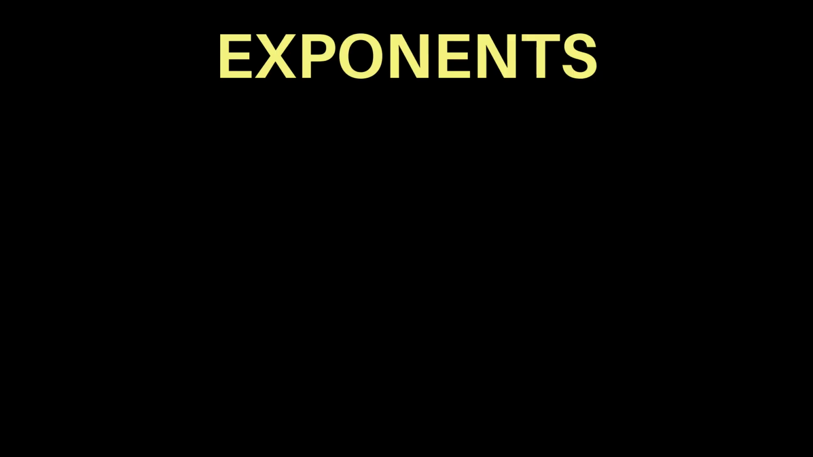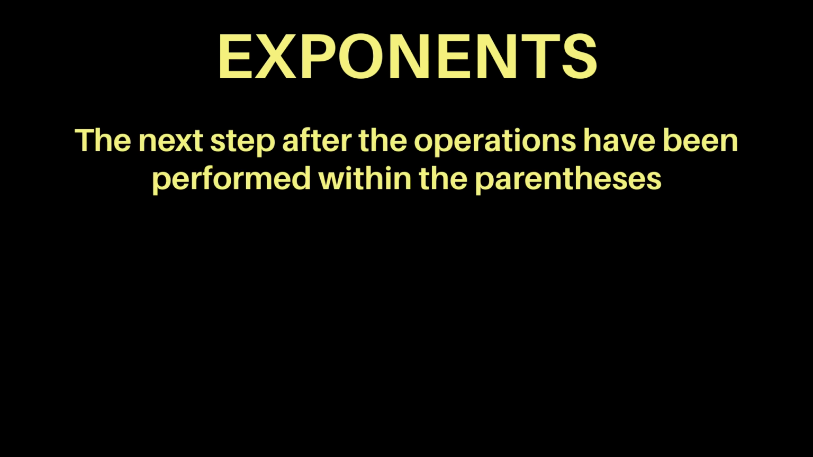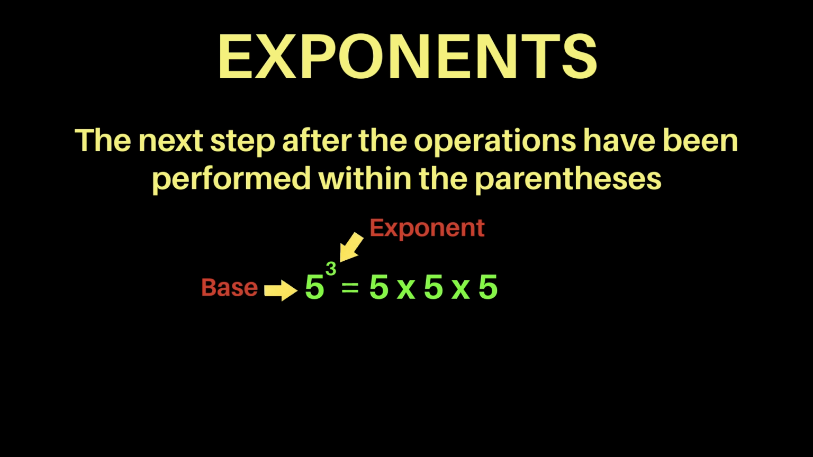Second is exponents. Once all parentheses have been simplified, exponents are evaluated next. An exponent indicates the number of times a base should be multiplied by itself. By resolving exponents according to the order of operations, we can efficiently compute expressions involving powers and roots.